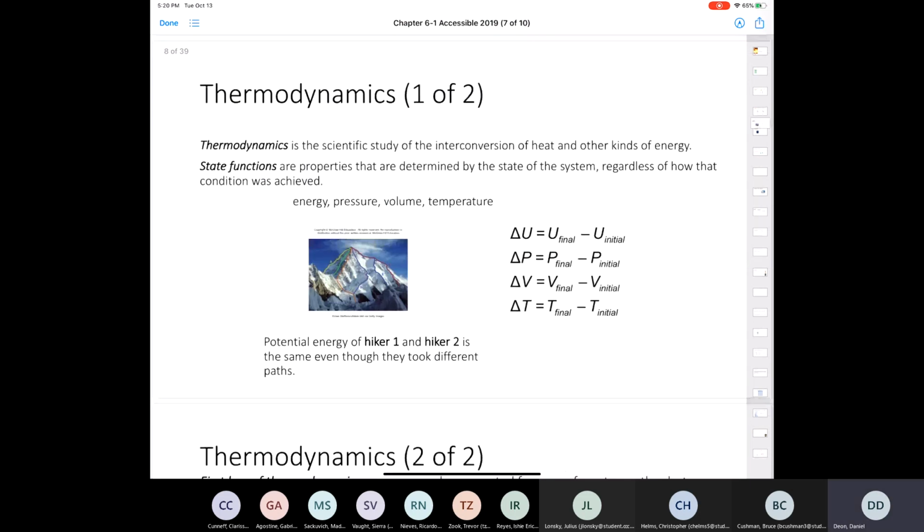What's thermodynamics? Okay, I'm sure you've all heard of the laws of thermodynamics, even if you've never studied them before. You may have heard of them somewhere in your travels. Well, thermodynamics is a bigger topic than thermochemistry. It's the scientific study of the interconversion of heat and other kinds of energy, right? And we can think of all kinds of examples.